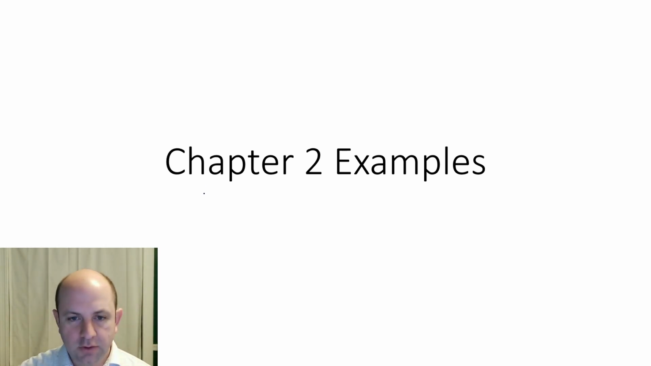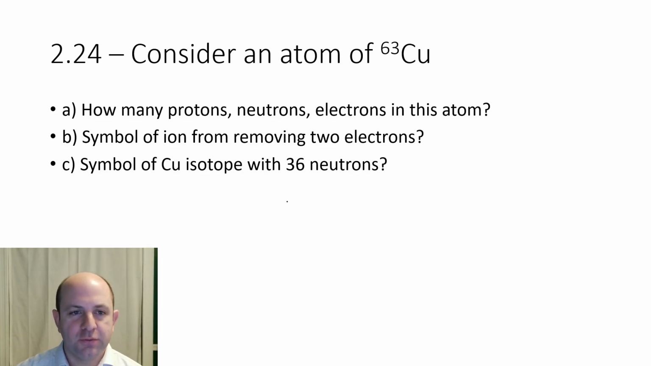All right, so for this first one, 2.24, we're looking at this atom of copper, which has a mass number of 63. First off, it wants to know how many protons, neutrons, and electrons are in this atom.